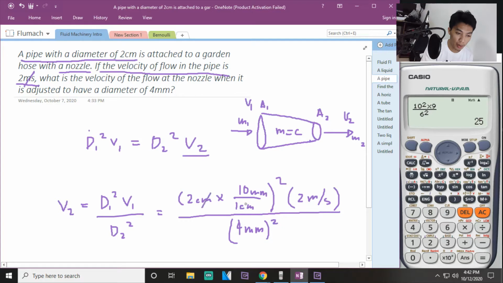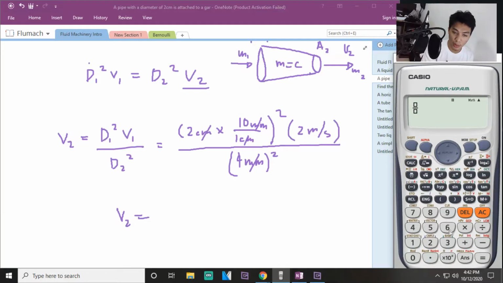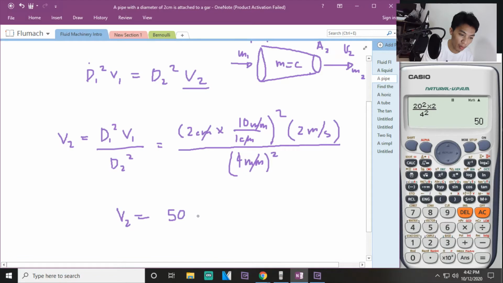Cancel the same units. Okay? Lalabas meter per second. So, calculator, gamitin ulit natin. That is 2 times 10, 20 squared times 2 divided by 4 squared. The answer is 50 meters per second. Ganun nangyayari kapag pina-funnel mo.